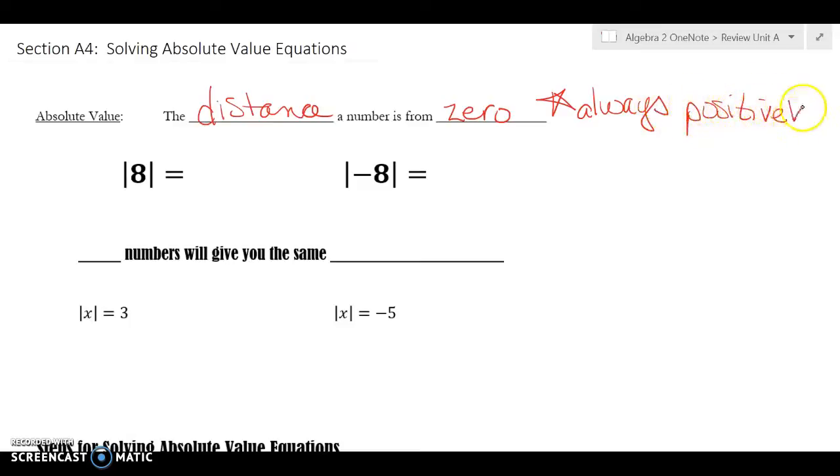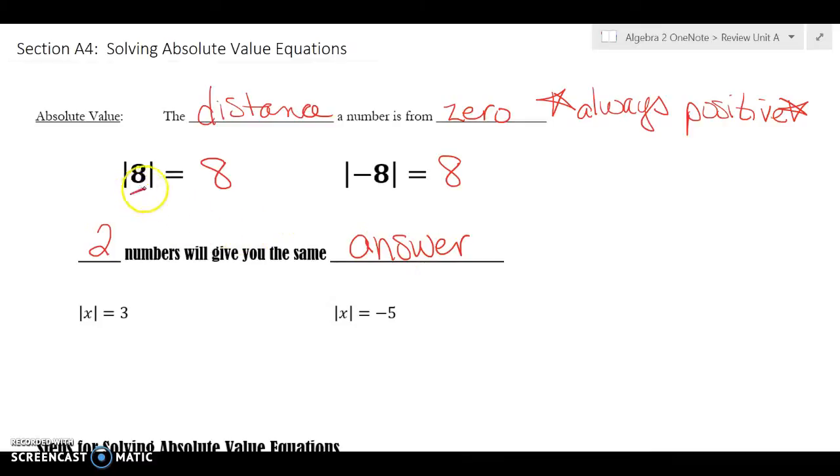That's what most people remember. All right, so the absolute value of 8 is 8 tick marks away from 0, so it's 8. And the absolute value of negative 8 is also 8 tick marks away, so the distance is also 8. It doesn't matter if you go left, right, forward, or backwards, you're still moving, so it's still a positive distance.